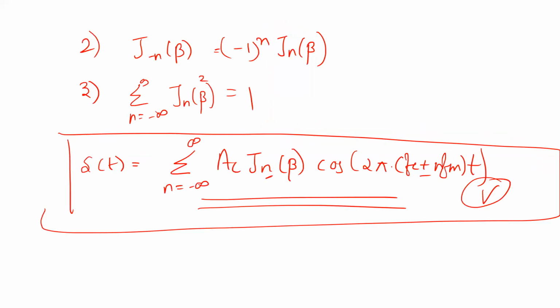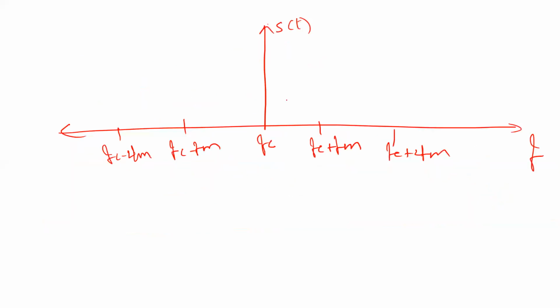This N and this N are the same, right? So when N is equal to 0, I have only FC, correct? So then it will be AC J naught beta. Try to understand. If you don't understand, tell me, and I'll make you understand again.